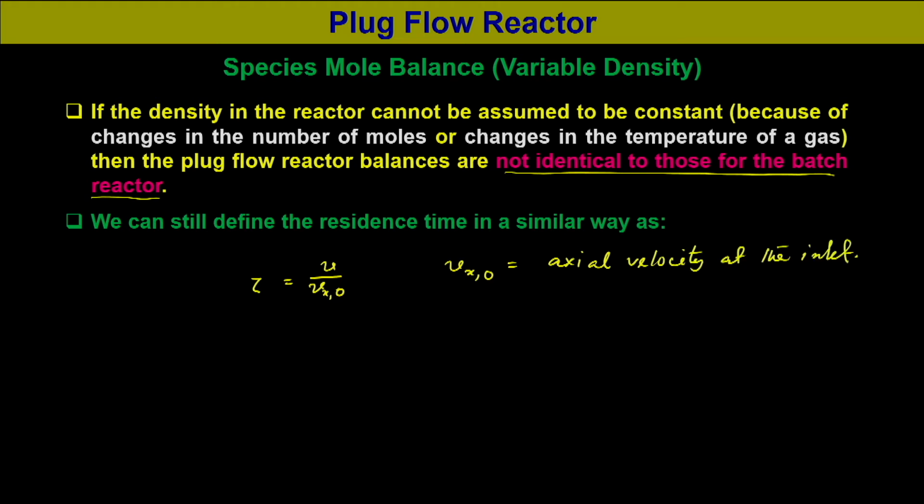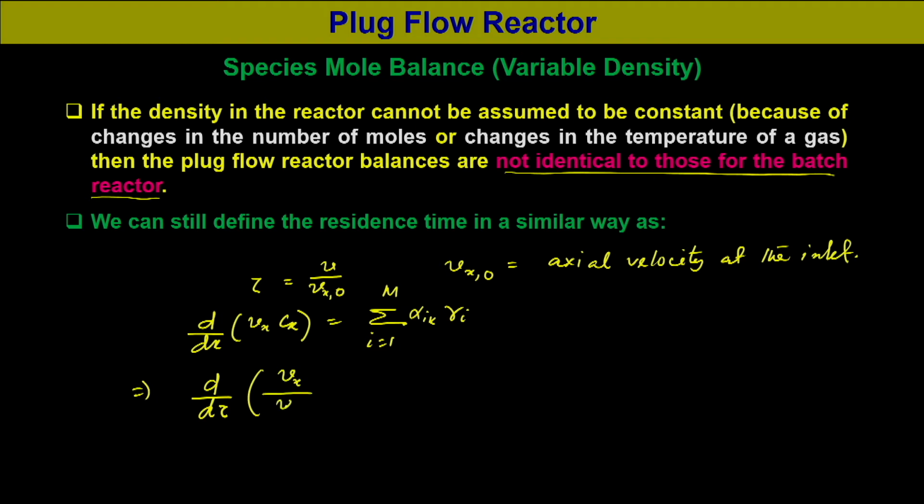Then these equations, that is d/dx of V x C k is equal to summation over i equal to 1 to m alpha i k r i, can be written, with substitution of this tau, as d/d tau of V x by V x naught times C k equal to summation over i equal to 1 to m alpha i k r i.